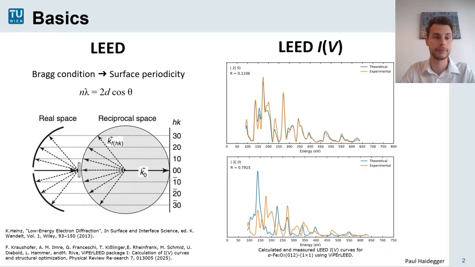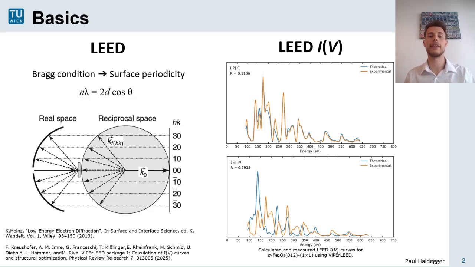Tensor LEED. First to the basics, LEED, or low energy electron diffraction, is a commonly used method for surface structure characterization. However, it's not possible to precisely determine the surface structure with LEED. For this, LEED IV is necessary.